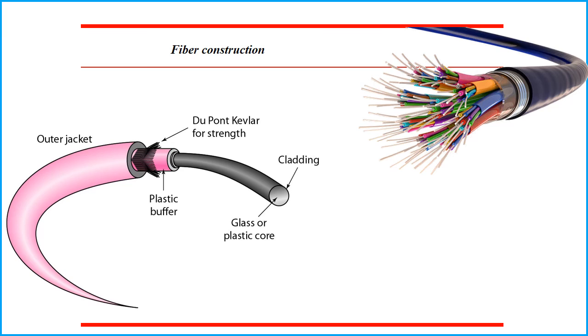Fiber optic cables are constructed in a highly safe and secure manner. They have an outer jacket made of thick plastic, and inner to that they have Kevlar for higher strength, and inside that there is a plastic buffer. The innermost layer is the cladding, which is made up of a glass or a plastic core. Glass is used here because only laser light is transferred through it, and the glass helps the laser light get reflected and refracted to reach the destination.